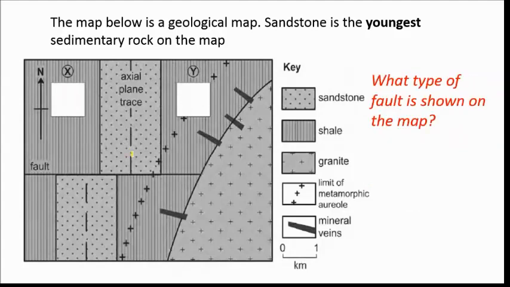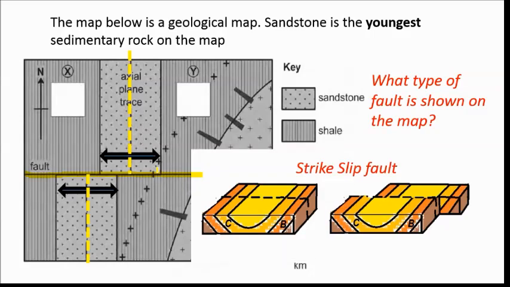Next question. What type of fault is shown on the map? Well, here's our fault. You can see it nice and clearly. The first thing to notice is that the sandstone beds which have been displaced by the fault are of equal width. That normally makes it a strike-slip fault. The second point, as we said before, the axial plane trace has been displaced, as you can see here, by the fault. So therefore, it would be a strike-slip fault, as you can see in this diagram.